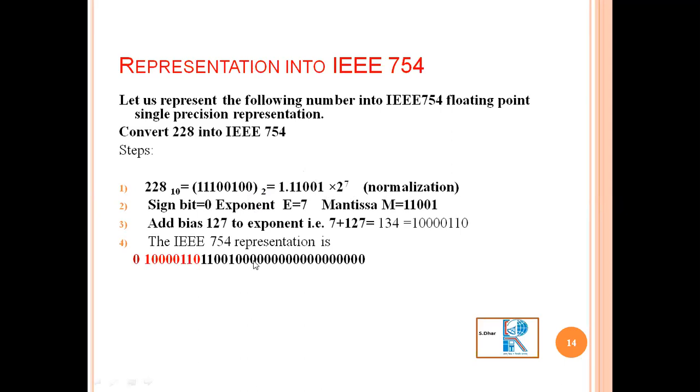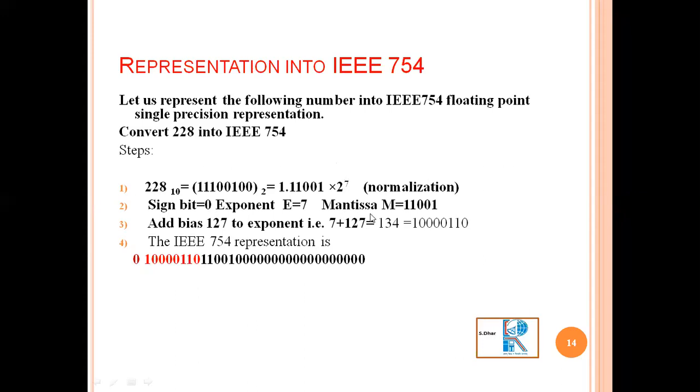Clear? Now here you find out what is the sign bit. As the number 228 is positive, obviously the sign bit will be 0. Clear? Sign bit is 0. What is the exponent here? The exponent here is 7.